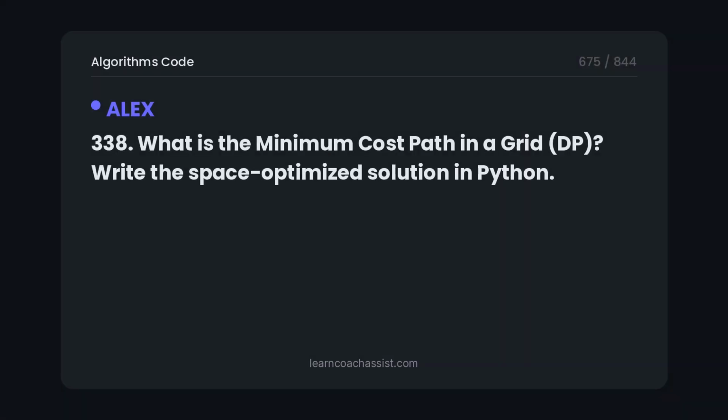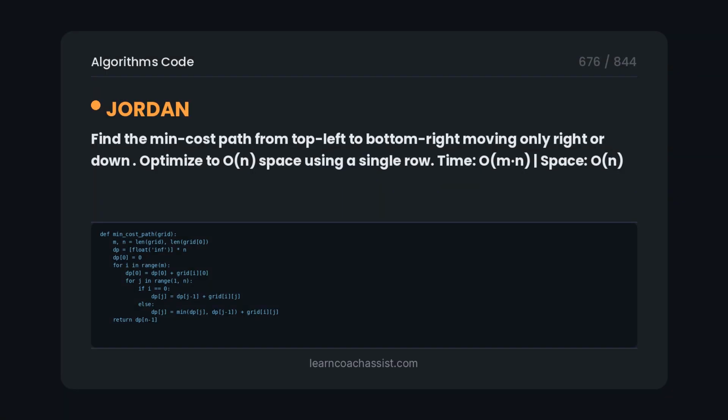338. What is the minimum cost path in a grid, DP? Write the space-optimized solution in Python. Find the min cost path from top left to bottom right, moving only right or down. Optimize to O(n) space using a single row. Time O(mn), space O(n).